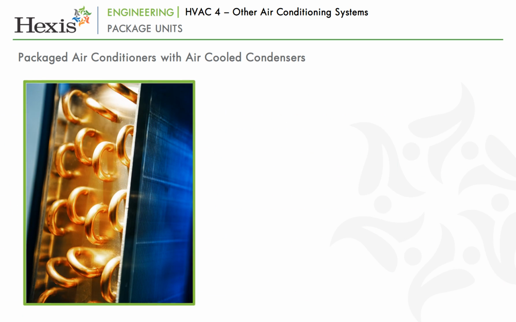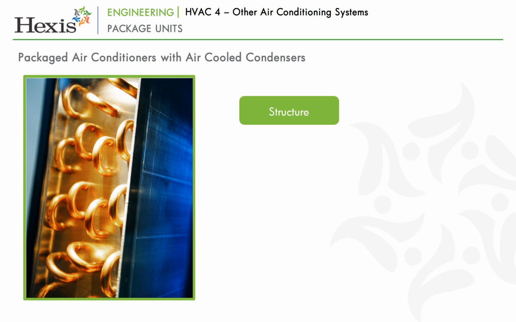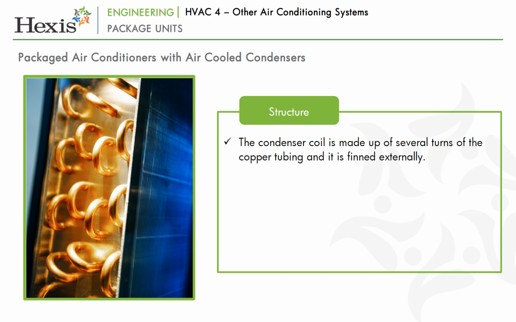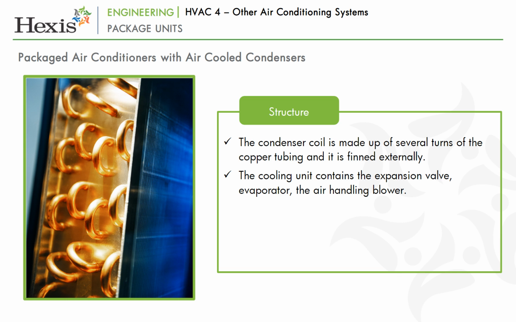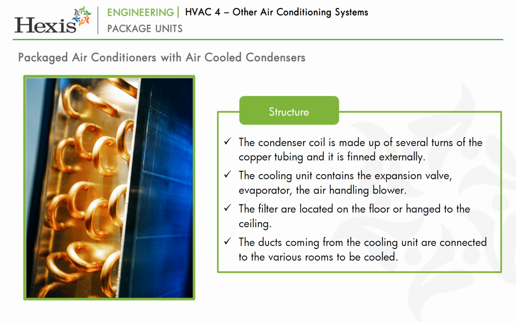Let us understand its structure. The condenser coil is made up of several turns of the copper tubing and it is finned externally. The cooling unit comprises of the expansion valve, evaporator, the air handling blower and the filter, which are located on the floor or hanged to the ceiling. The ducts coming from the cooling unit are connected to the various rooms that are to be cooled.